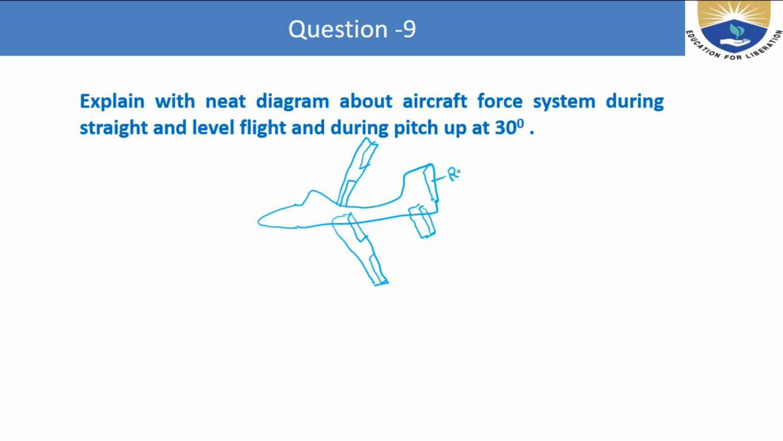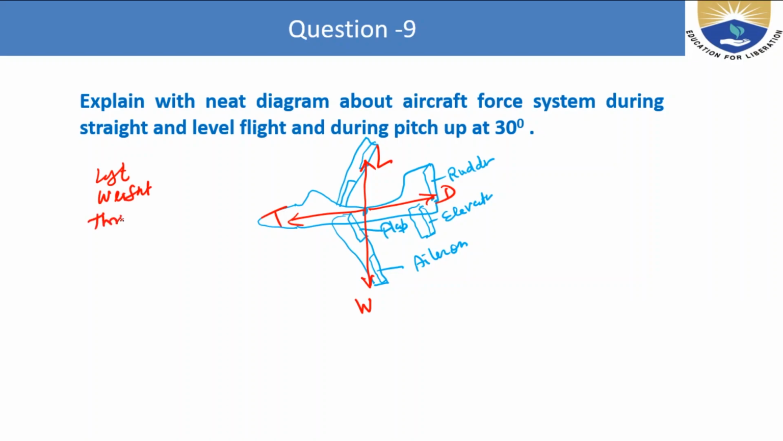This is the rudder. This is the elevator. These are the ailerons. These are the flaps. So if you talk about the force, we have the four forces. Just I will draw with red color. So this is the weight, this is the lift, this is the thrust, and this is the drag. So these are the four forces: lift, weight, thrust, and the drag.